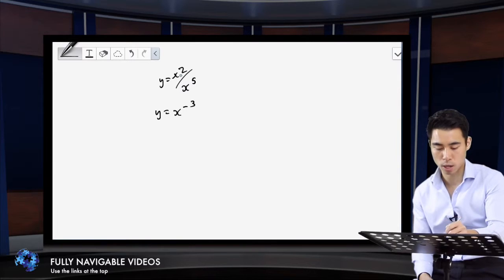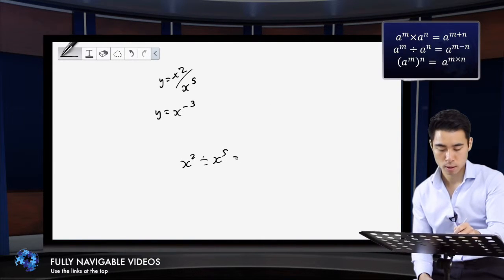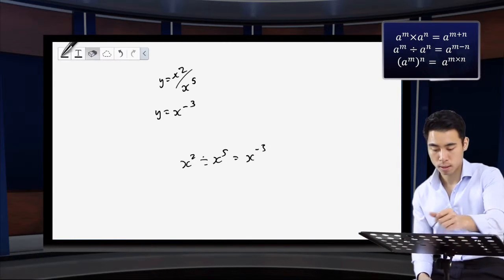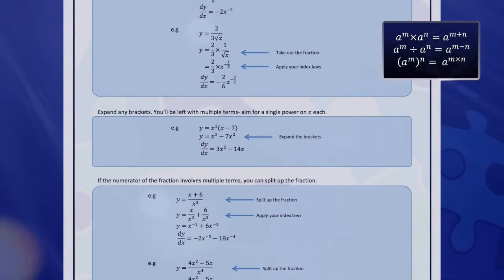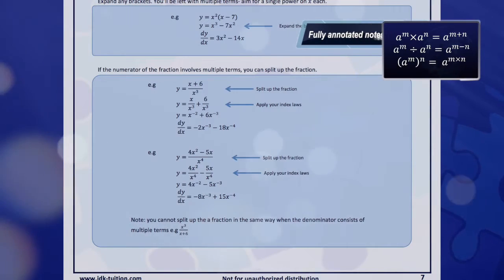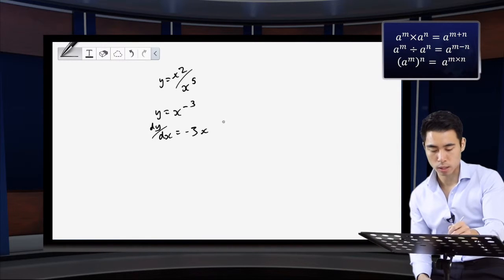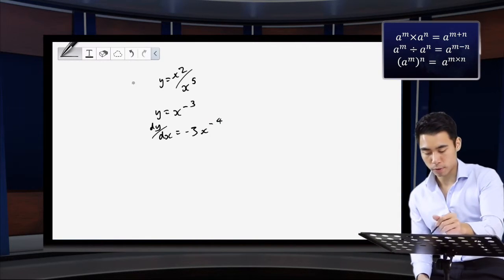So when you have division, x squared divided by x to the 5, you subtract your power. So subtracting 5 from 2 will give you your minus 3. Okay, now this is in the form where you're happy differentiating it, okay? Because you've expressed it as a single power on x. Simply bringing your power to the front will give you minus 3 x, decreasing that power by 1 gives you minus 4. So that's the first example.